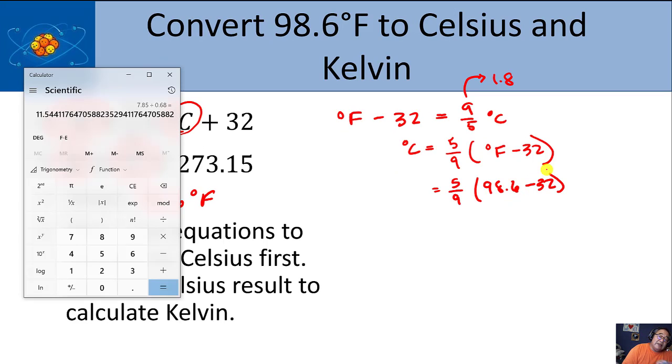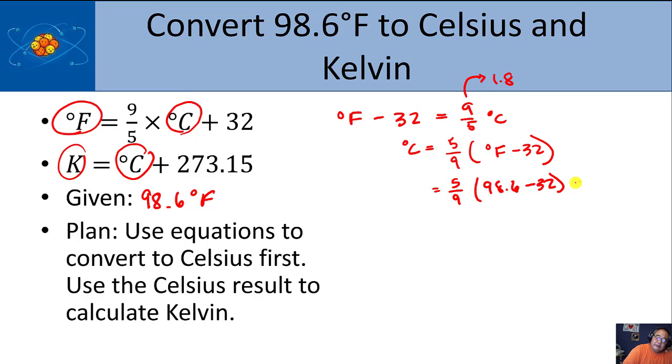So I'm going to do what's in parentheses first, right, from PEMDAS. So don't forget that. 98.6 minus 32. And 32 is an exact number. We'll talk about that later. And then I'm going to multiply that by 5 and divide by 9. And that should come out to be 37 degrees Celsius. So that's your body temperature in metric units.